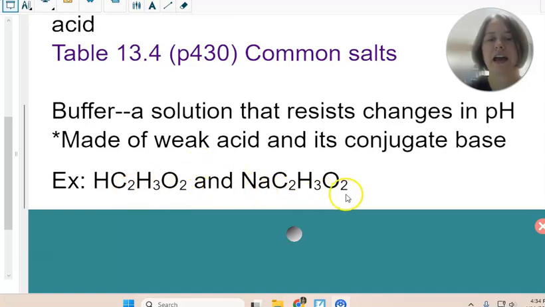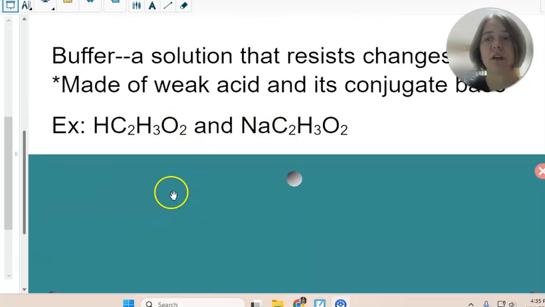But what happens if I add an acid? So this acetate ion can accept a hydrogen ion. So if I add acids, it could accept those extra hydrogen ions and neutralize them. So we see a buffer really resists changes in pH, either acidic or basic. So it's very, very functional.